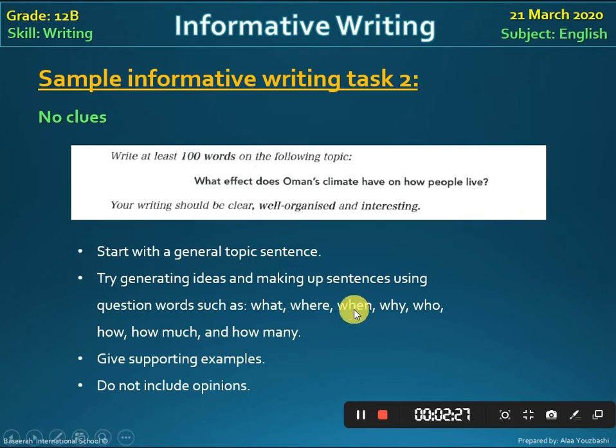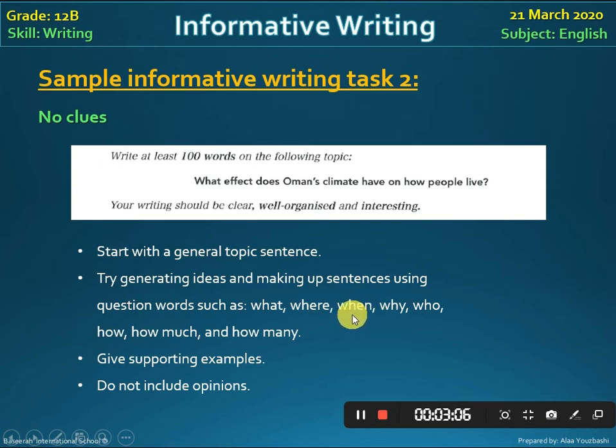Next I can talk about where. I can give some examples about some places in Oman and about the weather in those places. Remember, they're asking you about the effect of the climate, how people live. Does the weather change the habits of people in Oman? Does it change their lifestyle, the way they move, the way they eat, the way they travel, all of their daily habits?